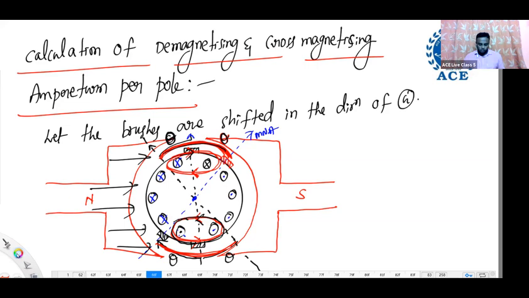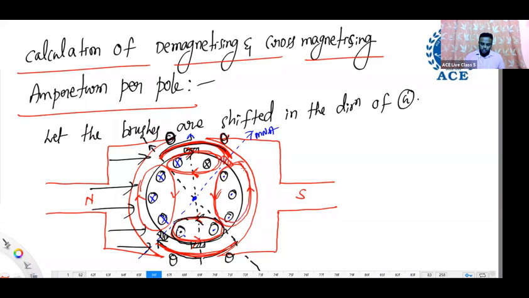In the same way, observe the remaining ones here. In these 3 slots and these 3 slots, whatever conductors are present produce a flux by the right hand thumb rule, and here also they produce a flux, anti-clockwise.